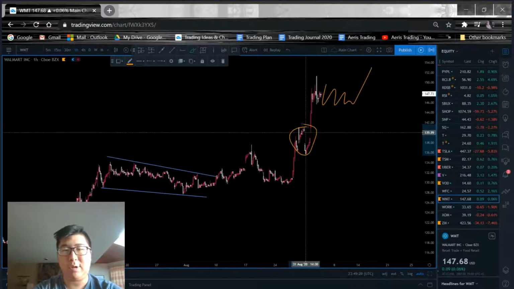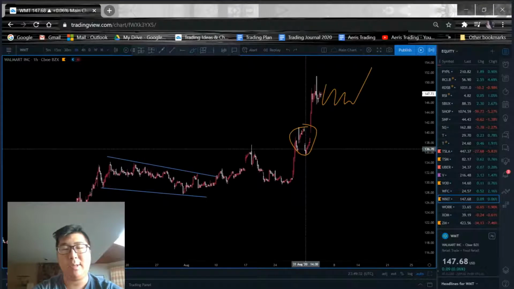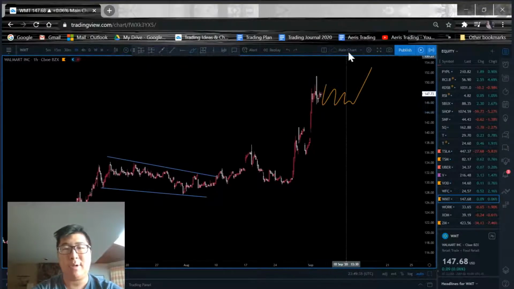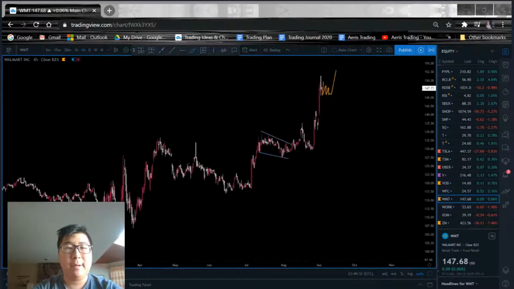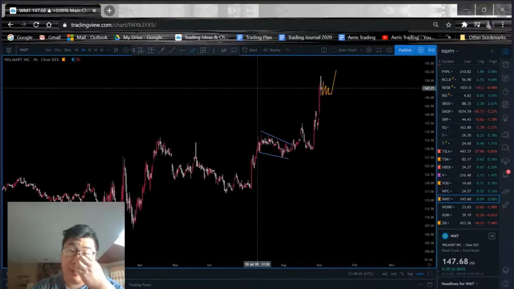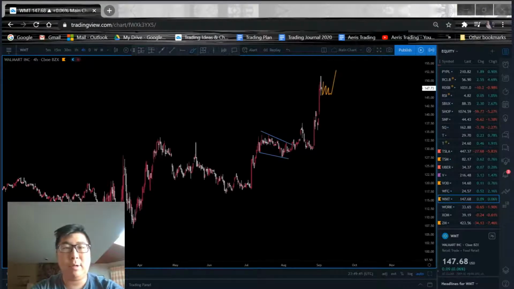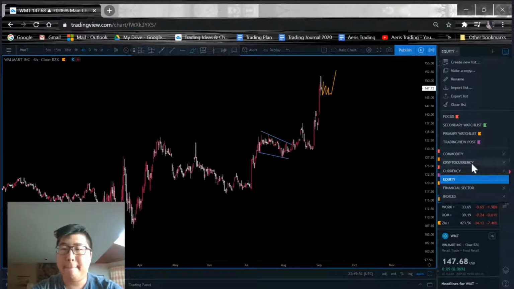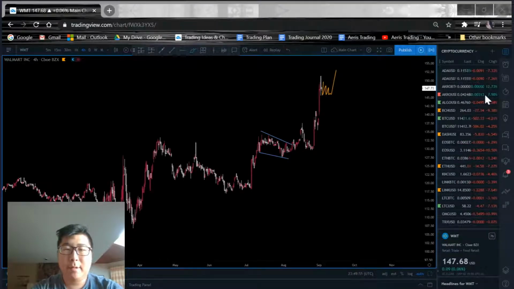Okay, this is also a correction. There's gapping, yes, but this is a correction nevertheless. I would wait for another correction here to buy. So that's Walmart. Any other equities you guys want me to look at? Otherwise, I'll go into crypto really quick. Okay, let's go to crypto. Let's go to crypto really quick.